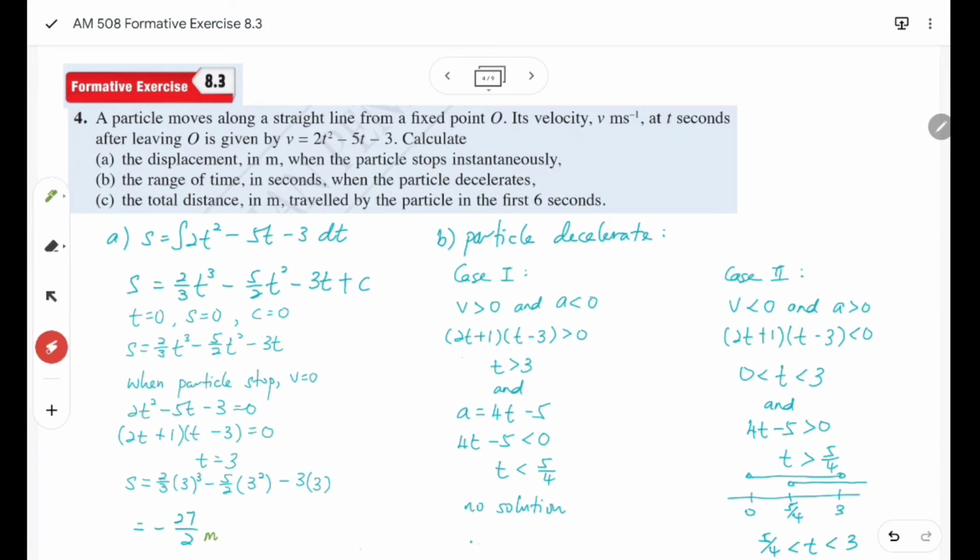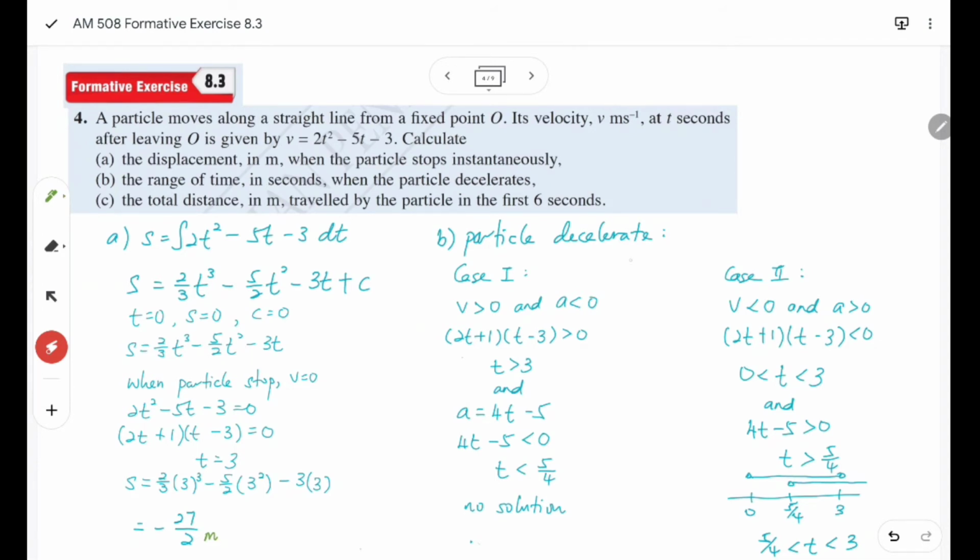B. The range of time in seconds when the particle decelerates. So when the particle decelerates, it happens in 2 cases. Case number 1, when the particle is moving to the right and the acceleration is going to the left, so the particle experiences deceleration. Or second case, when the particle is moving to the left but the acceleration is pushing to the right, so it is also decelerating.